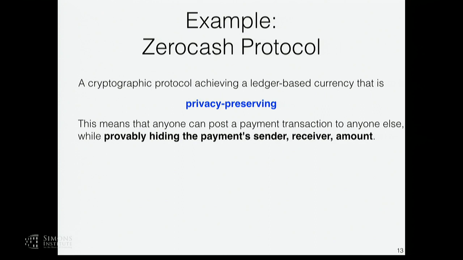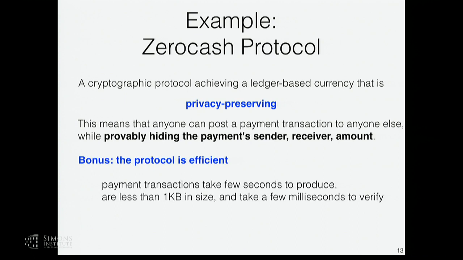And by privacy preserving, I mean that anybody will be able to post payment transactions that contain something in them that, on the one hand, can be validated for being good payments, but at the same time, provably hide the payment sender, receiver, and amount. Okay, which are, in this case, the pieces of information I was trying to hide. As a bonus, it actually happens that this cryptographic solution is rather efficient, and these transactions take just a few seconds to produce. They're very small and very easy to verify.